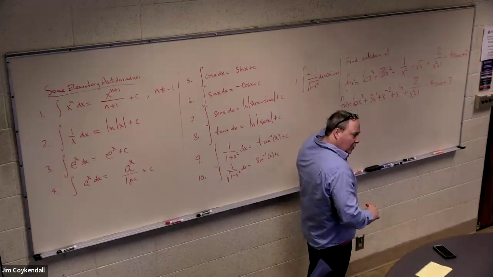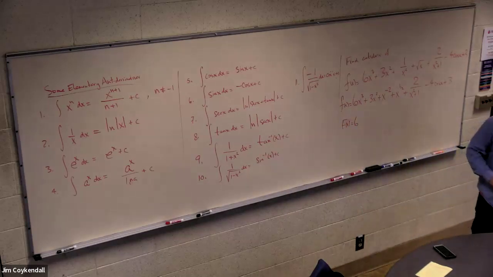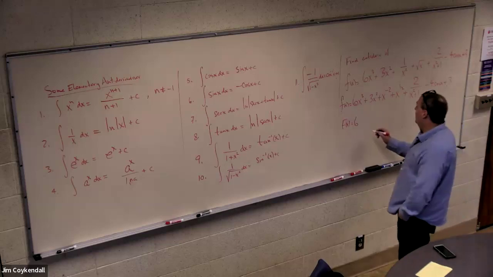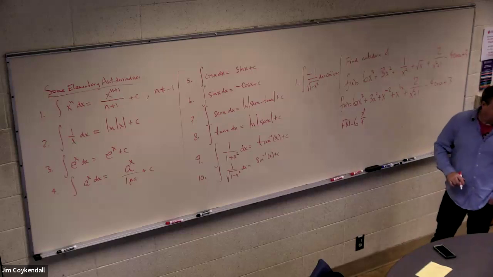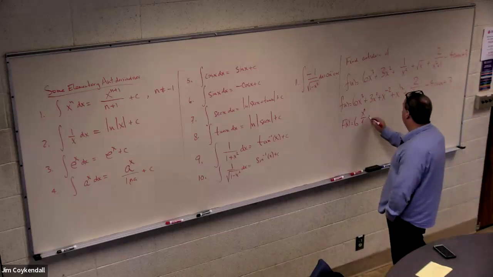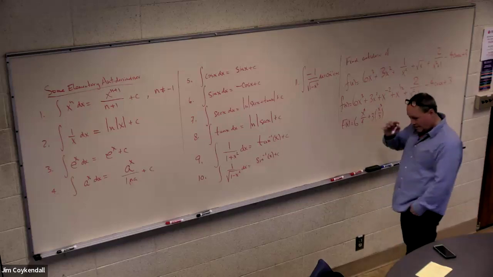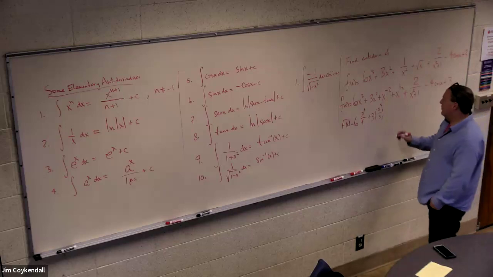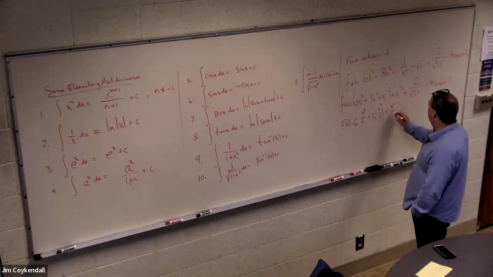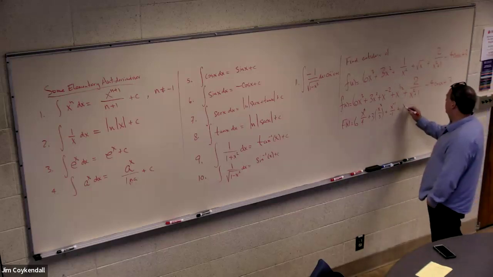What's the antiderivative of x to the 4? I'm sorry, x to the cube. That is x to the 4 over 4. Plus 3 x cubed over 3. This is x to the minus 1 over minus 1. This is x to the 3 halves over 3 halves.